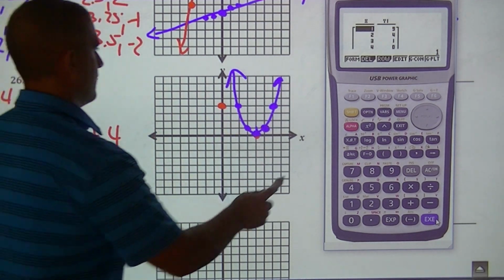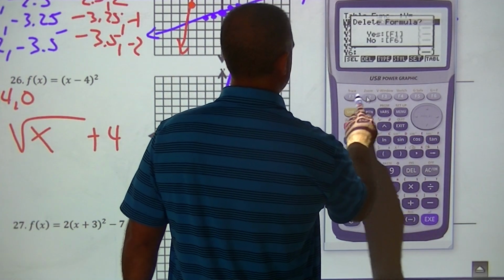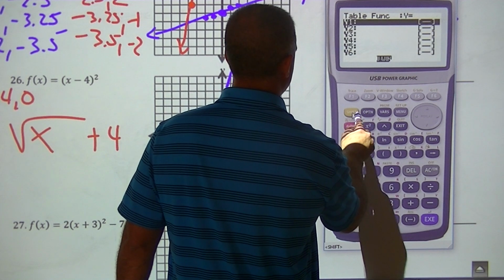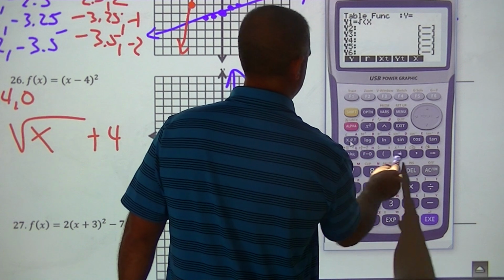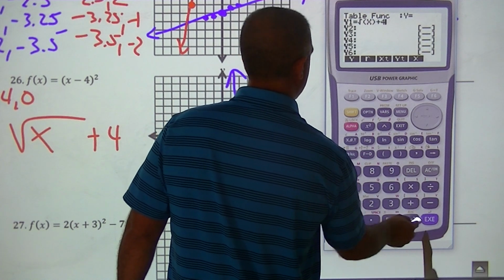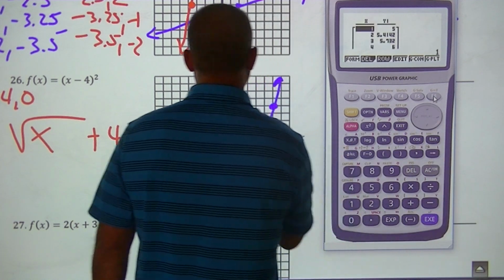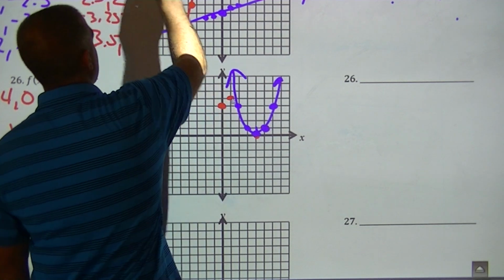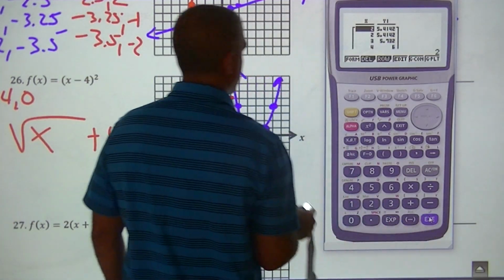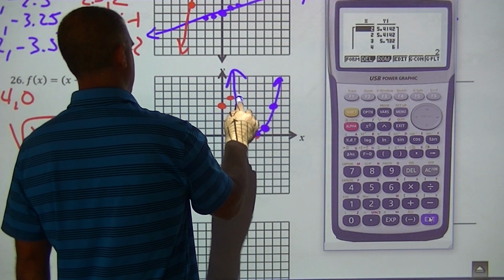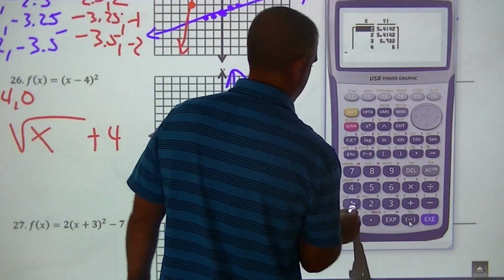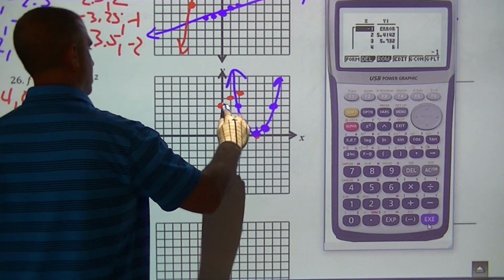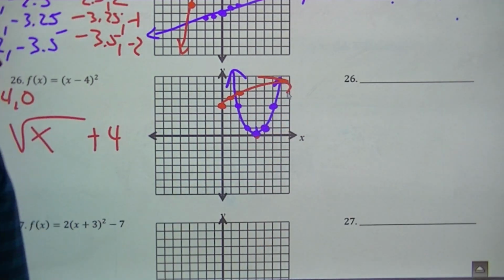No, that's not right. What did I do here? Oh, whoops, I never put that in. Shift, x underneath, plus 4. Okay, (1, 5). Okay, then (2, 5.4). Okay, if I try to graph negative 1, I can't. So that's why it's that.